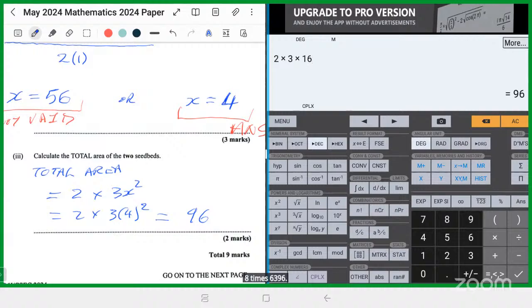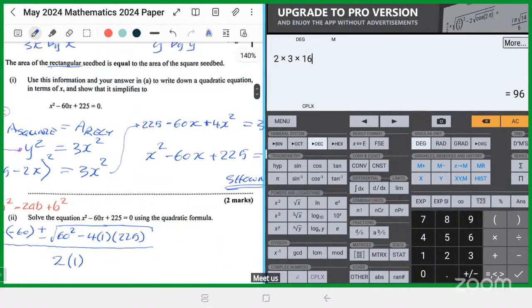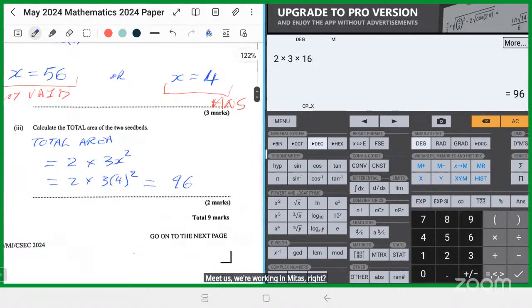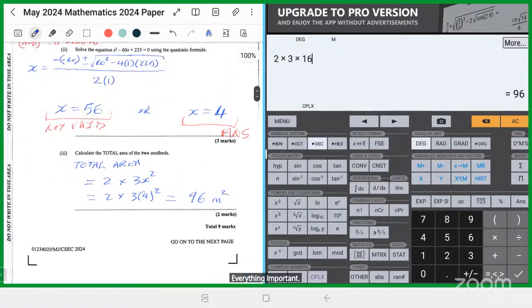The 96 is what? Meters. And we put the unit in there, guys. We're working in meters, right? So you put the meter squared on this. Everything is important. 96 meters squared is the answer.